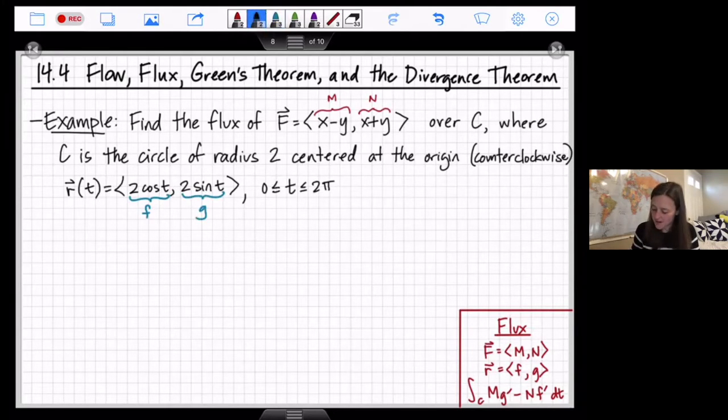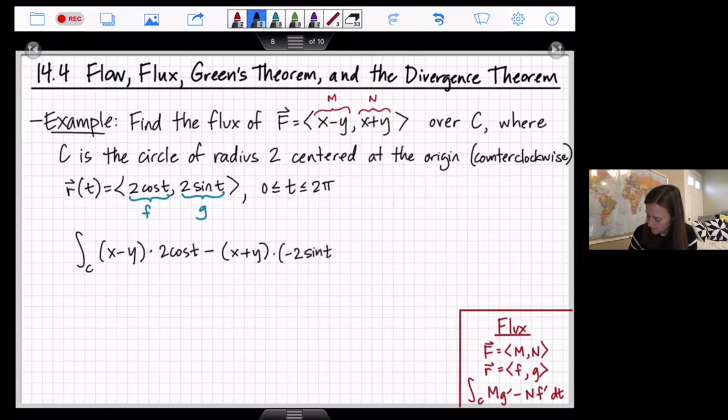All right, so our line integral says to do M times g prime. So M is x minus y. g prime is the derivative of 2 sine t, which is 2 cosine t. Minus, just copying down that formula from the bottom left-hand box, has got a subtraction in between. And we want N, which I have as x plus y, times f prime, which is going to be the derivative of 2 cosine, that's negative 2 sine. And all of that's going to be dt.